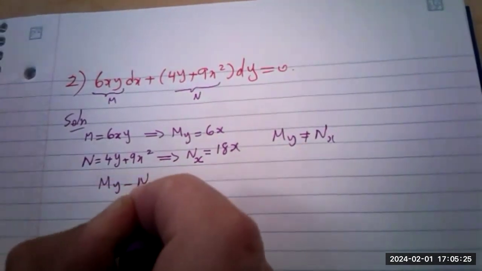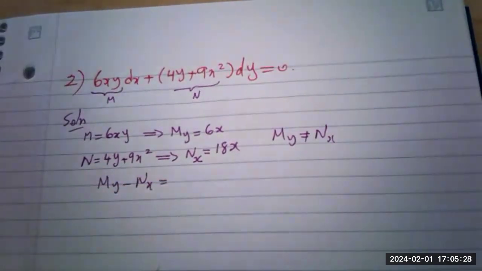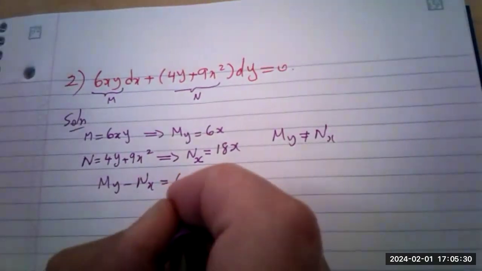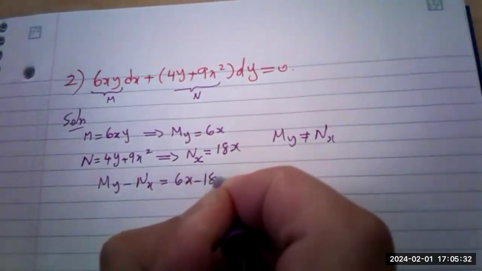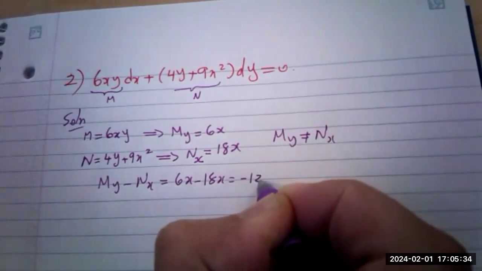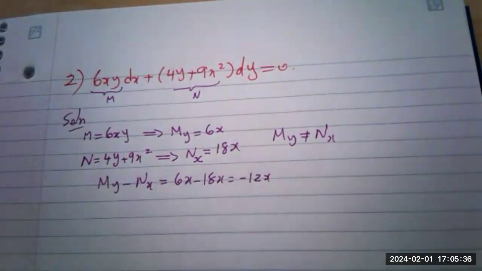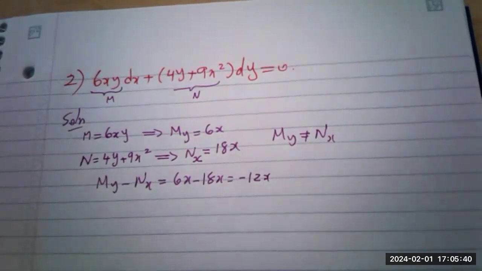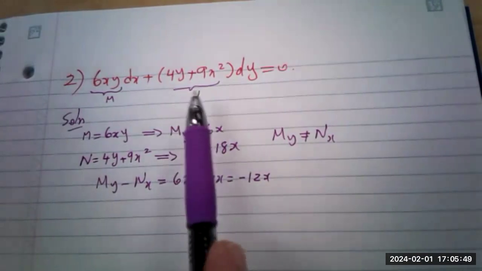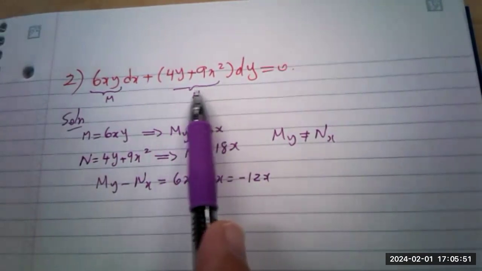M_y minus N_x is going to be what? 6x minus 18x. That gives me negative 12x. See, that gives me negative 12x? Now check to see what I'm going to do with it. You can divide it by M to simplify it, or you can divide by N. If you divide it by N, you are not going to get anything.